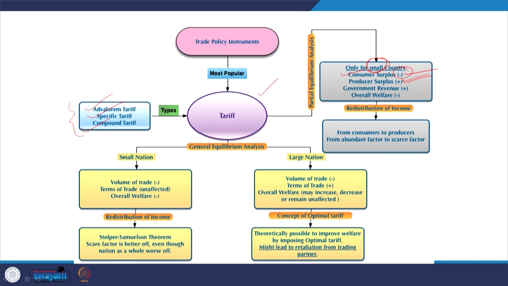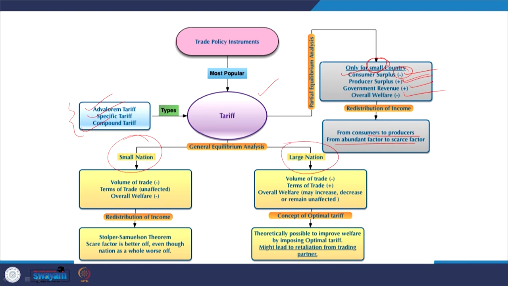For government revenue it is plus. For overall welfare it is negative. So these must be understood through a detailed framework. Now, does it have any income redistribution channels? Yes, it has. There are certain channels of redistribution from consumers to producers, especially from the abundant factor to the scarce factor. Now, these tariffs can also help in explaining small country impact as well as large country impact.